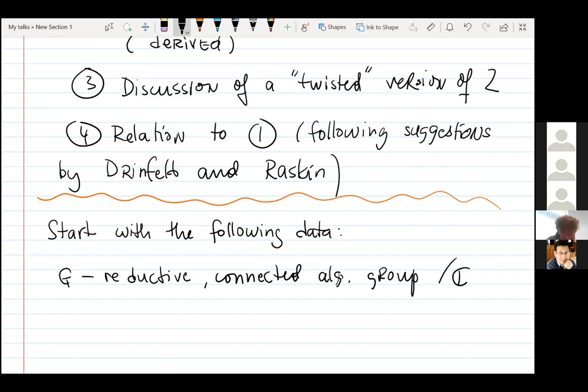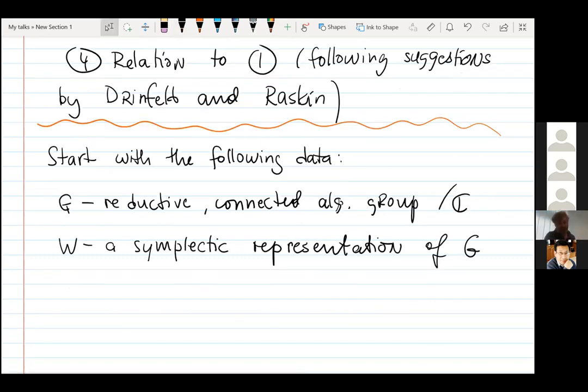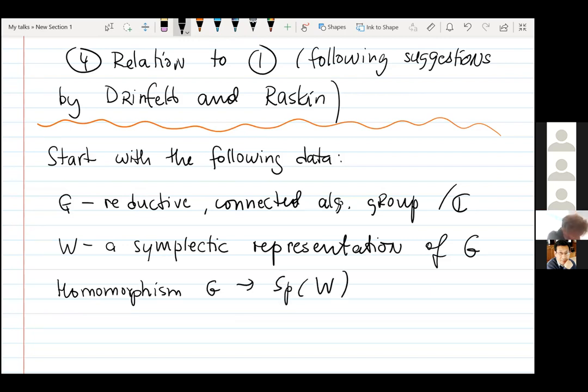And then let's fix W, which, the way I want to set it right now, is going to be a symplectic representation of G, a finite dimensional algebraic representation of G. That means that W is a finite dimensional vector space with a symplectic form, and we have a homomorphism from G to the symplectic group of W.